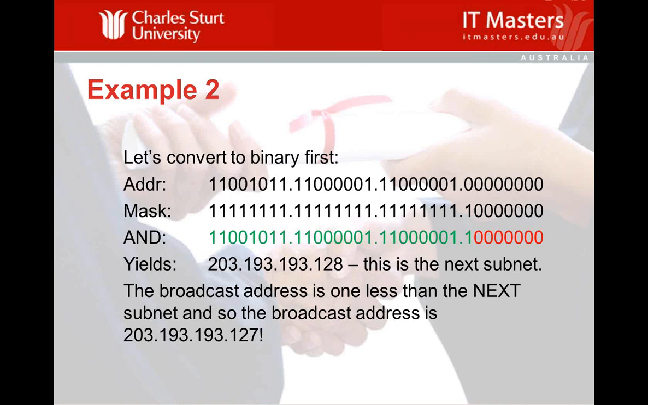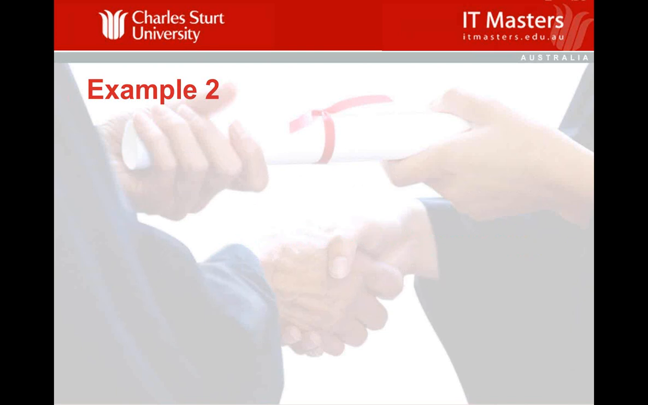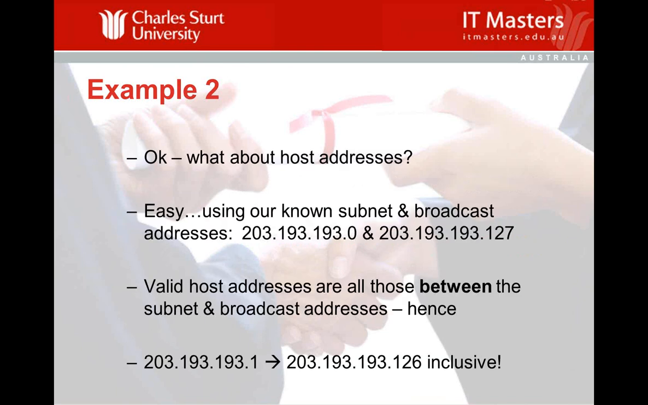Okay. So that's your broadcast address. So, what about the host addresses? Again, that's easy. Once you know what your subnet address is and you know what your broadcast address is, then the valid host addresses are just everything in between. So in this case, 203.193.133.1 to 203.193.193.126 inclusive. Okay? So I hope that makes sense.